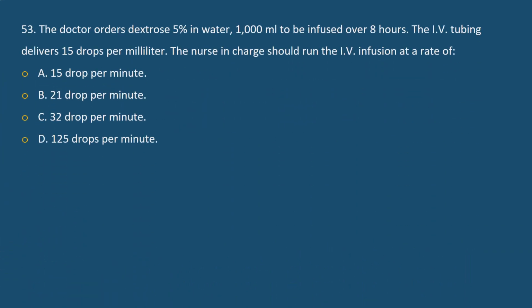Question 53. The doctor orders dextrose 5% in water, 1000 ml to be infused over 8 hours. The IV tubing delivers 15 drops per milliliter. The nurse in charge should run the IV infusion at a rate of A. 15 drops per minute, B. 21 drops per minute, C. 32 drops per minute, D. 125 drops per minute.